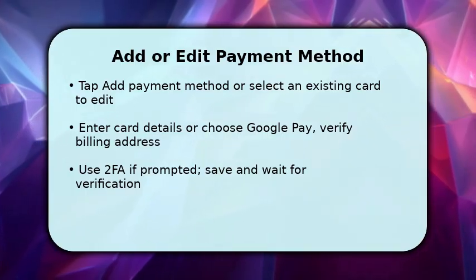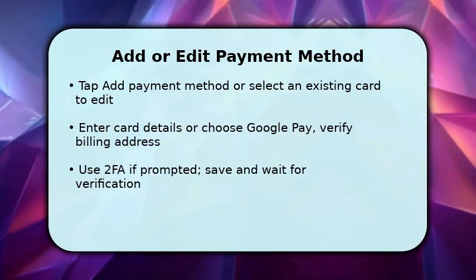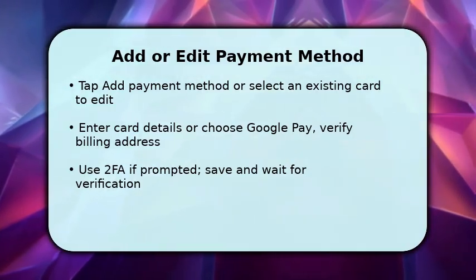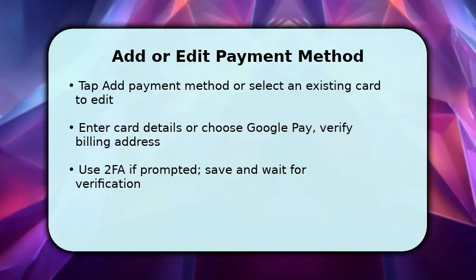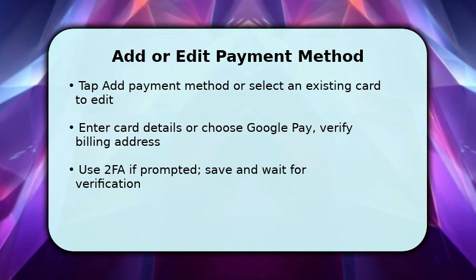If using Google Pay, pick the linked account and confirm the phone unlock or biometric prompt. You may see a one-time authorization charge or a two-step verification requirement. Follow the prompts until the Play Store confirms the method.